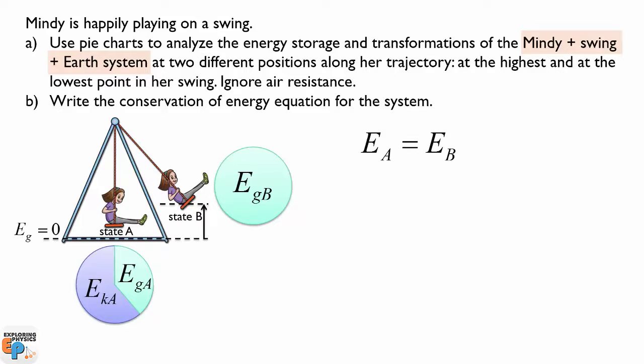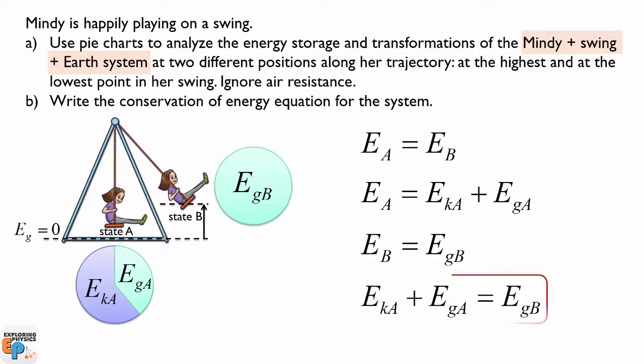The total energy at A is made up of both kinetic and gravitational potential energy. Total energy at B is made up of only gravitational potential energy. We can then rewrite the conservation of energy equation as kinetic energy at A plus gravitational potential energy at A equals gravitational potential energy at B.